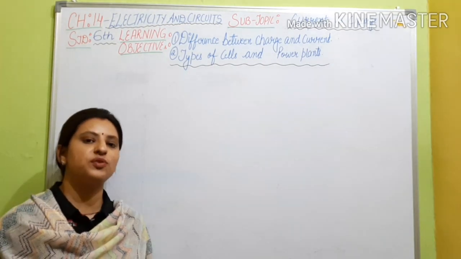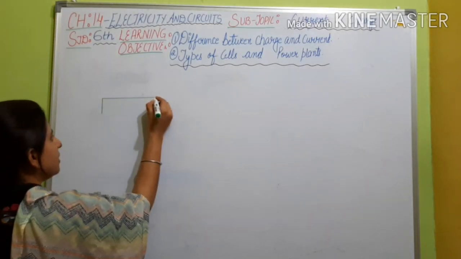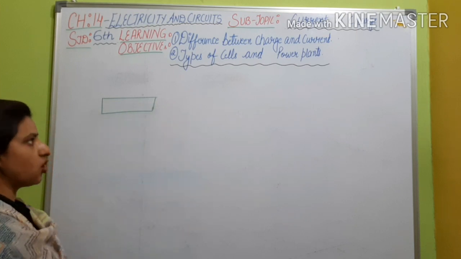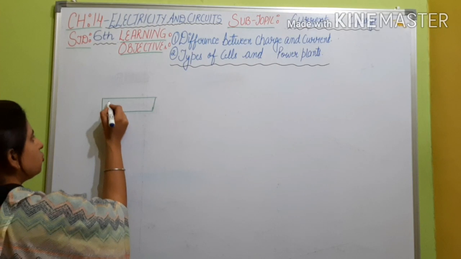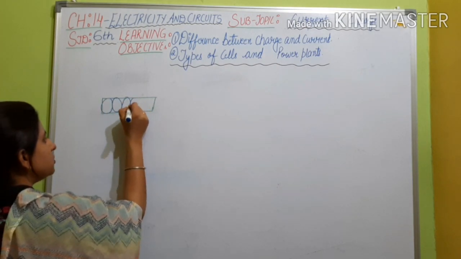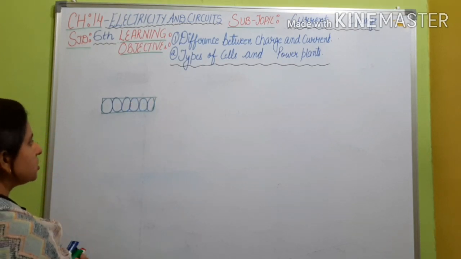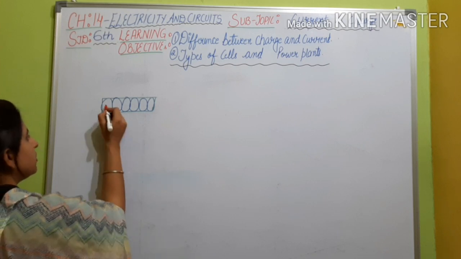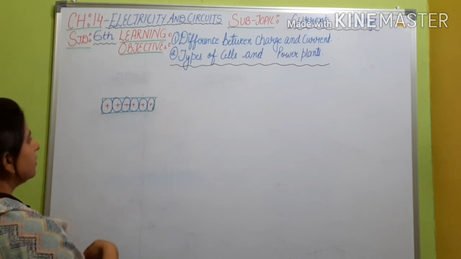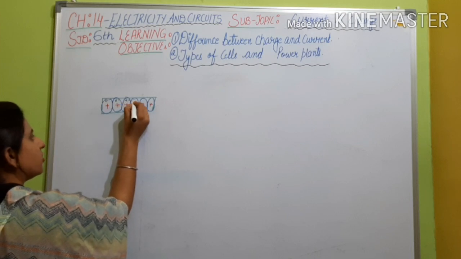To find out the difference between charge and current, we will take an example of a metal piece. In this metal piece, as we know, it is a solid. So in solids, the atoms are very tightly bound to each other, and in each atom the center is having positive charge and the shells are having negative charge electrons.